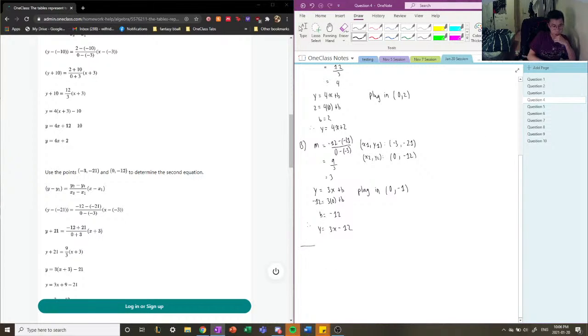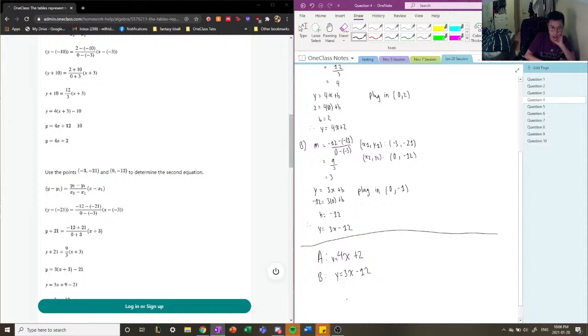So now we need to find the point of intersection between these two lines. a is equal to y equals 4x plus 2, and b is equal to y equals 3x minus 12. Okay, so there's two different techniques we can use here. We can either use the elimination method of finding the solutions or the substitution. Since we have the y variable isolated, we're going to use the substitution technique.